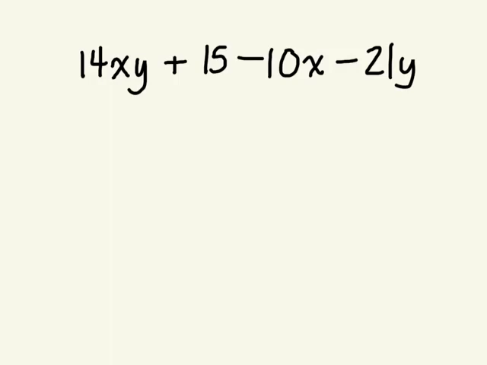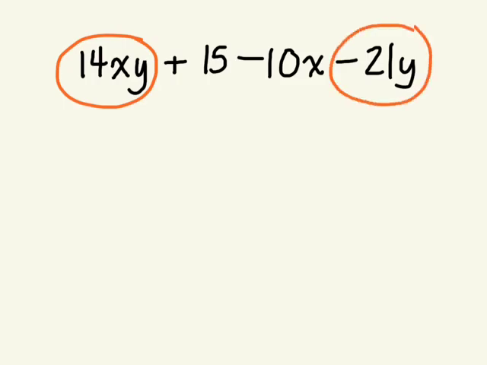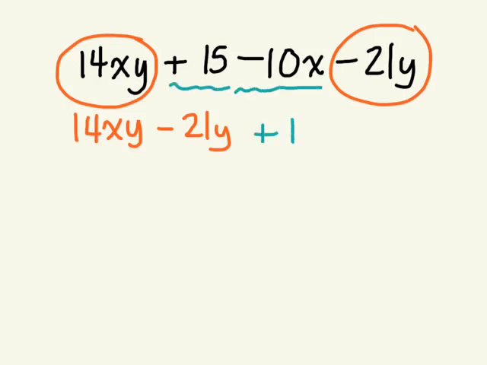Do all 4 terms have a greatest common factor? All 4 of them? Now, we can rearrange this so that we can group pairs of terms that do have a common factor. So what would you group 14xy with? So we'll group it with negative 21y. Okay, so let's rewrite this as 14xy minus 21y, and then positive 15 and negative 10x.